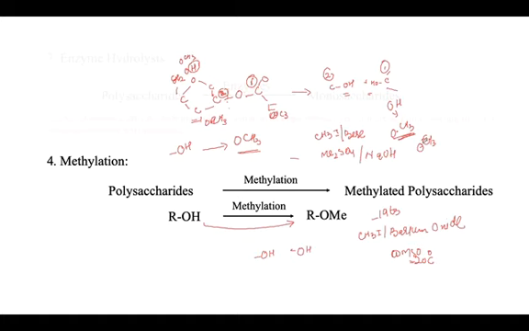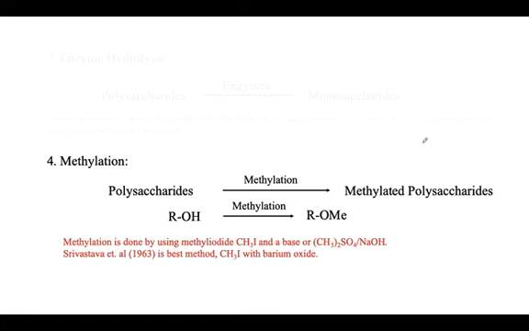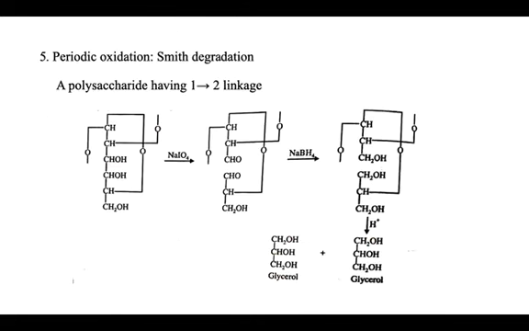So this also gives us an idea about the number of methoxy groups, the hydroxy groups which are present, and then the groups which are free, which are not methylated. We can get an idea that these groups were basically methylated. These groups were basically involved in the linkage. So that also gives us the information about the linkages.